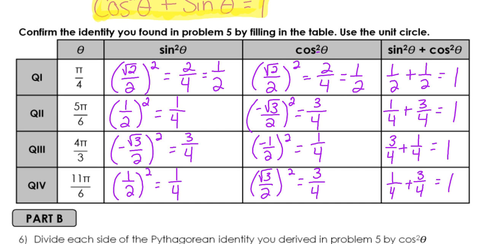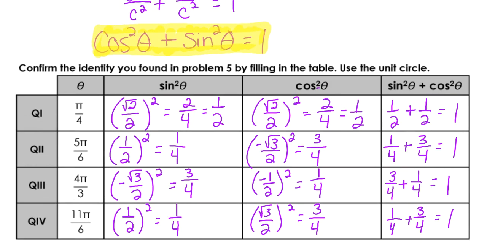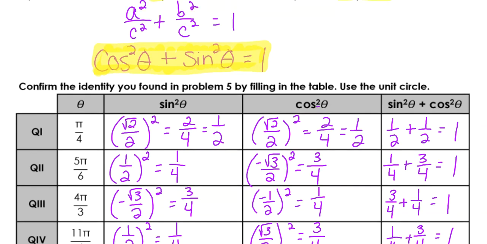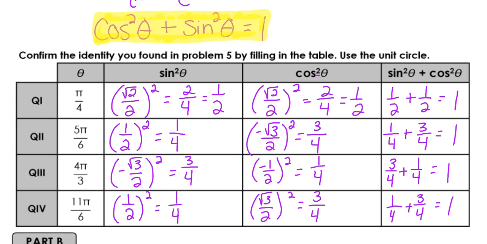All right, so that helps confirm it. It doesn't prove it because we haven't proved it for every value, but it does help confirm that indeed cosine squared theta plus sine squared theta is always equal to 1, and is a true identity for our unit circle.